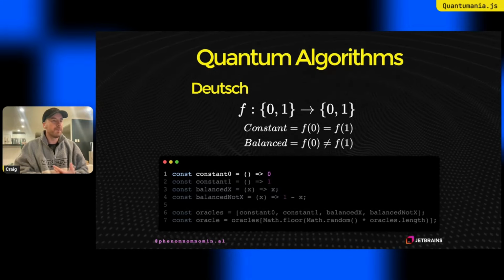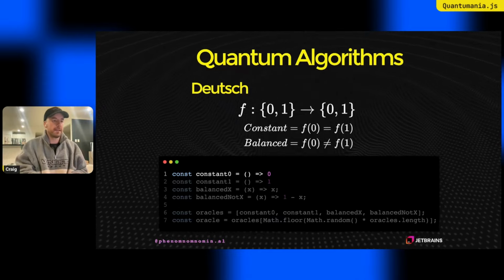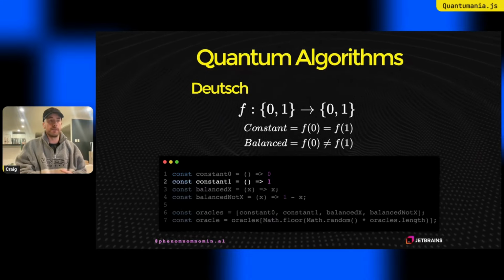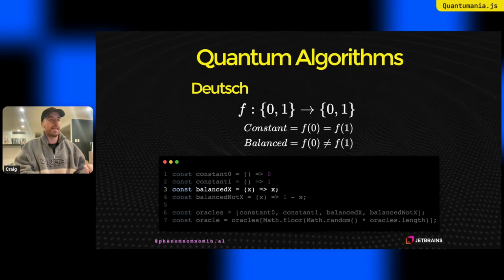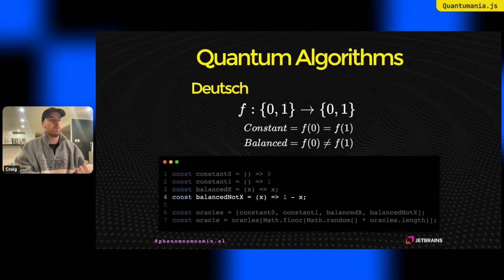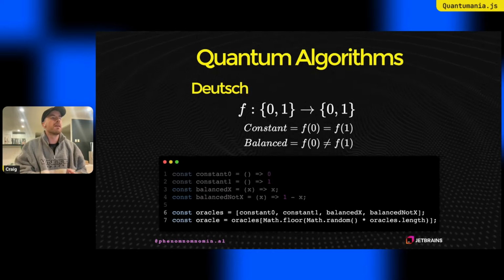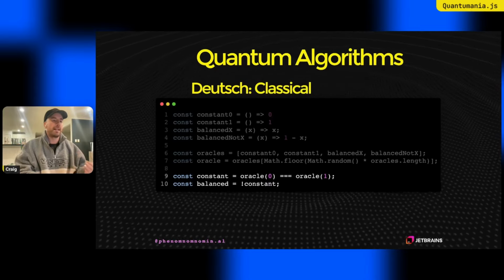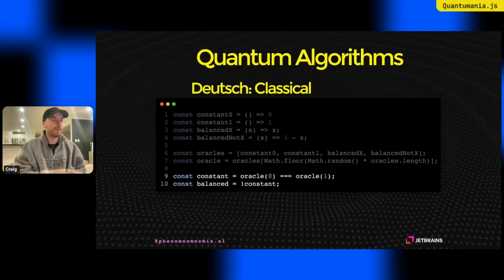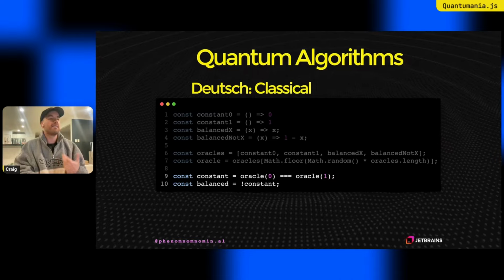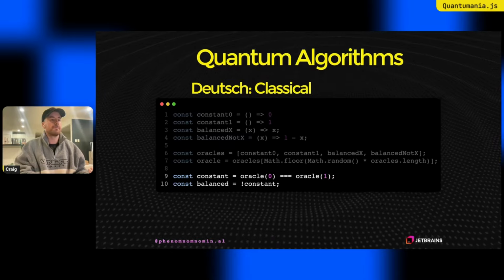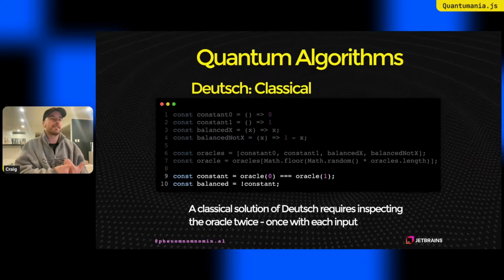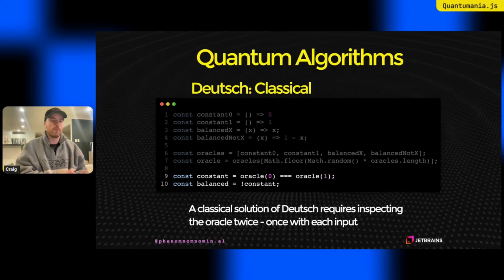In a classical computer, it's pretty straightforward to do this. We have a function that always returns 0, a function that always returns 1, a function that always returns x, and a function that always returns 1 minus x. If I pick one of these functions at random, I have to evaluate the function with input 0 and the same function with input 1. If they're the same, it's constant. If they're different, it's balanced. A classical solution to Deutsch requires inspecting the oracle twice, once with each input.